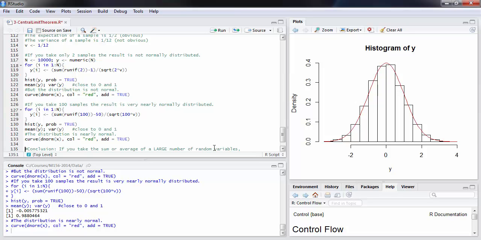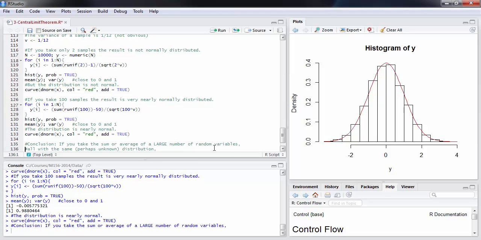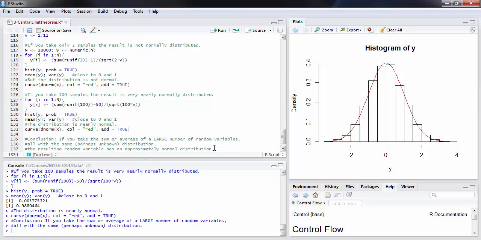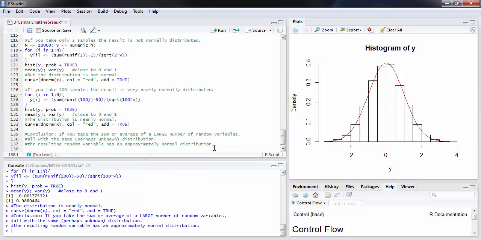And that's what the central limit theorem says. If you take either the sum or the average of a large number of random variables, a rule of thumb is large means 30 or more for a symmetrical distribution. Large probably means in the hundreds if you have a wildly unsymmetrical distribution. And all these random variables have the same distribution, which you don't need to know. Then the resulting random variable has a distribution that's approximately normal, and by rescaling it appropriately, you can make the mean be 0, the variance 1. You can turn it into a standard normal distribution.